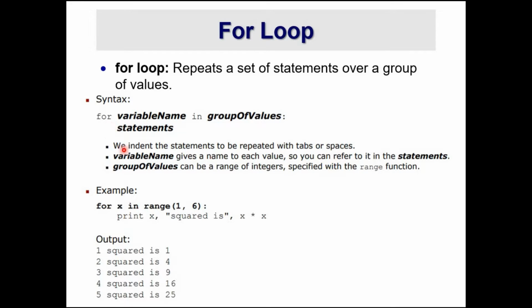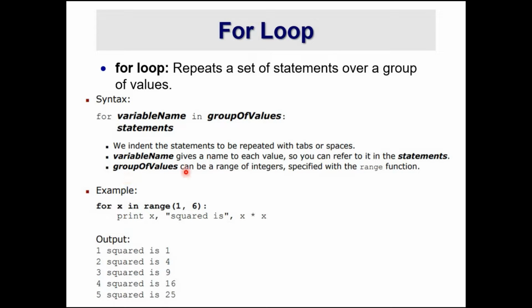There are a few points that we should always keep in mind while working with for loops. We indent the statement to be repeated with tabs or spaces. As I have already discussed, indentation in Python is very important. The variable name gives a name to each value so you can refer to it in the statement. The variable name is very important while we are using a for loop, and variables are very important in any coding language.